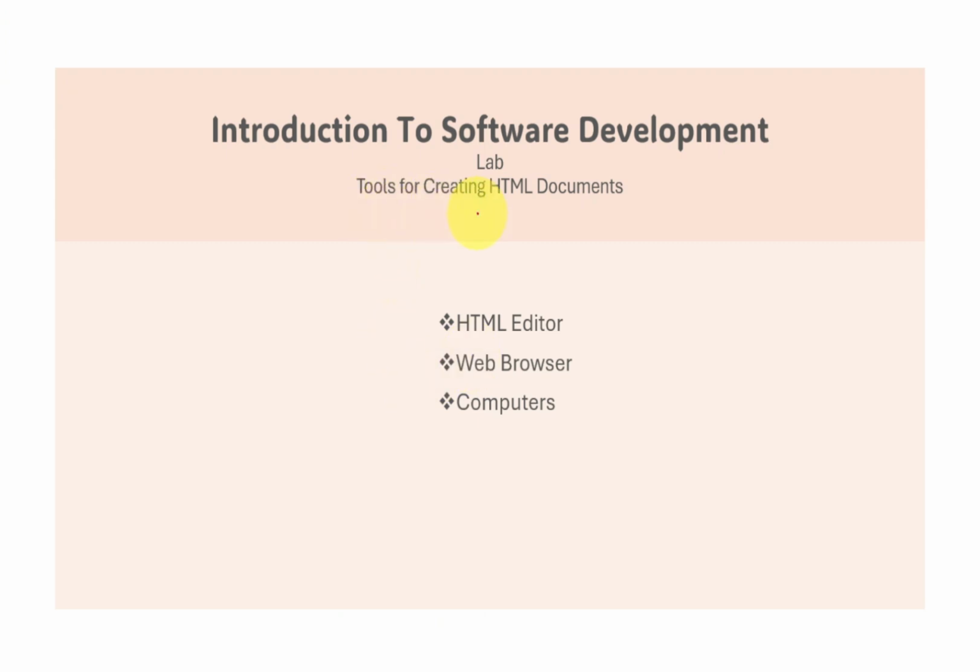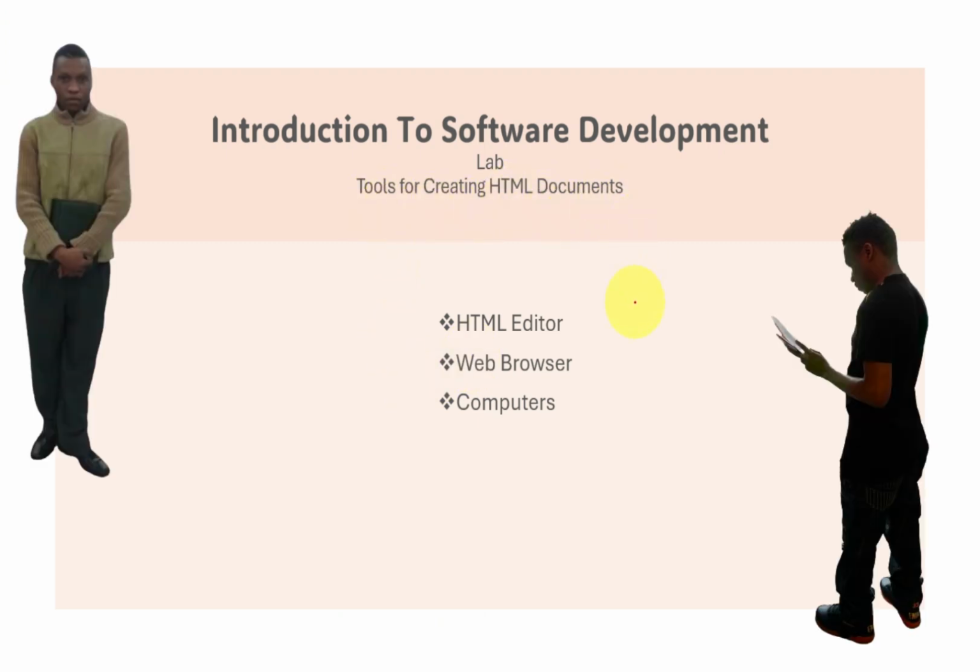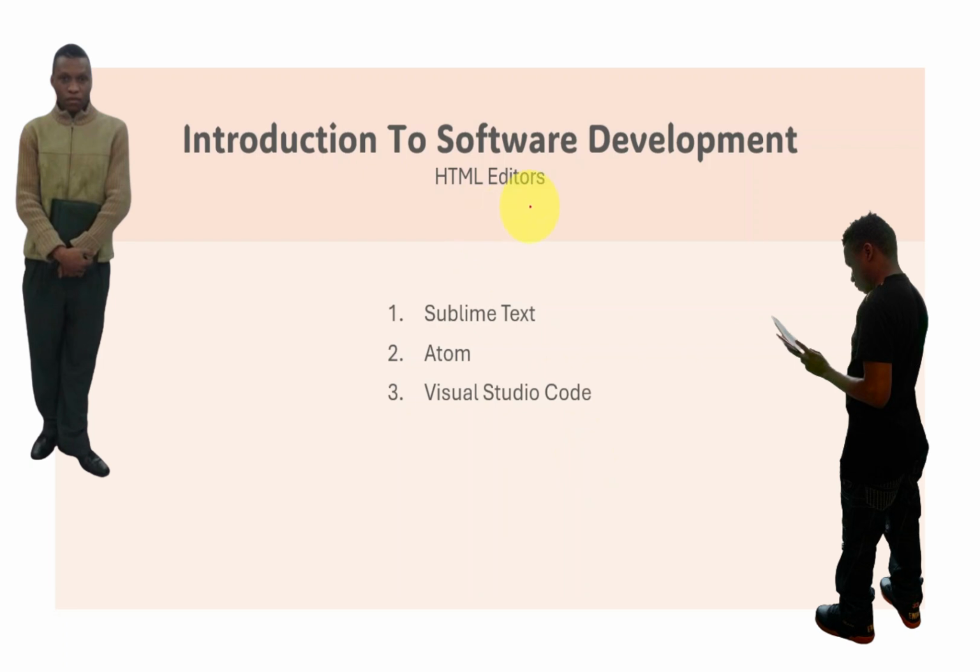So the tools for creating an HTML document: when we do the lab, you're going to need an HTML editor. We're going to need the web browser. We're going to need the computer. That's why at the beginning I showed you guys the computer. So the HTML editor is like these, and we have Visual Studio Code.